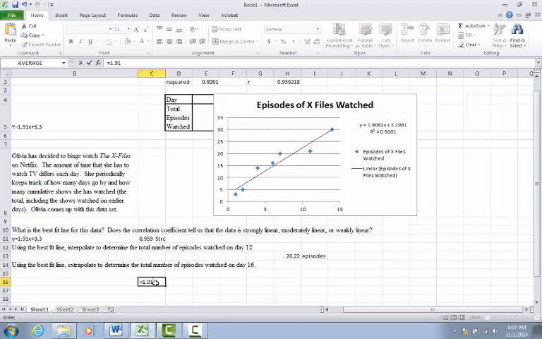I will plug 16 in for x, 1.91 times 16 plus 3.3, and we see 33.86 episodes. If we wanted to round this to a whole episode, we would say about 34 episodes.